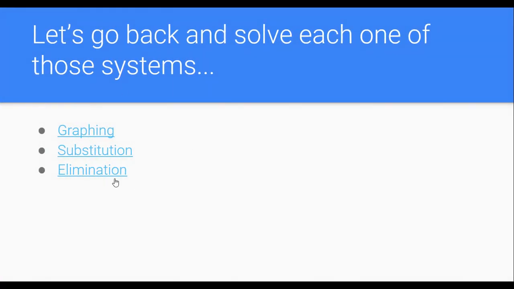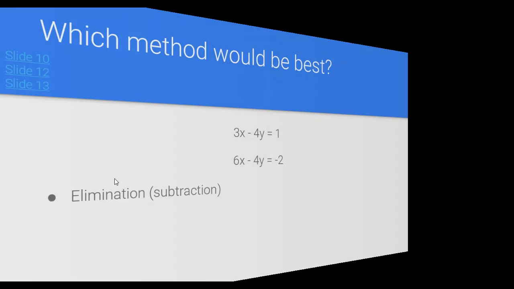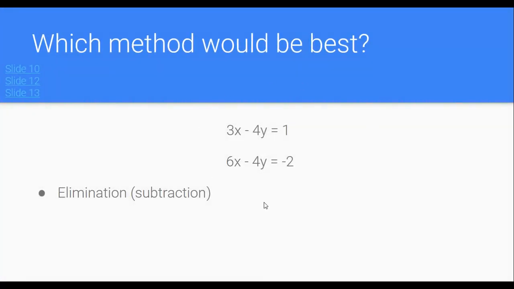So what would it look like to solve using elimination method? This is our system. We decided elimination was the best method to use. So when your coefficients are the same, you're going to subtract the two equations, and vice versa. If they are opposites, you're going to add them together.